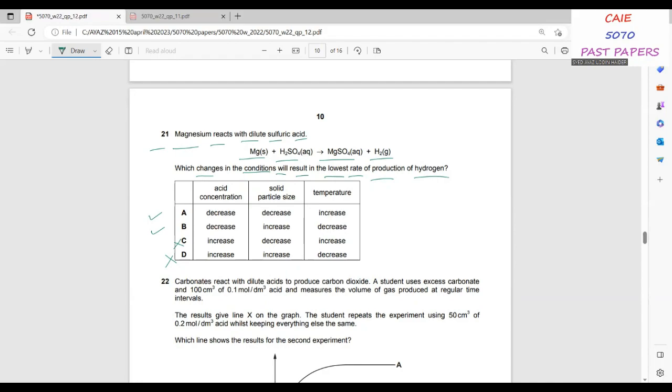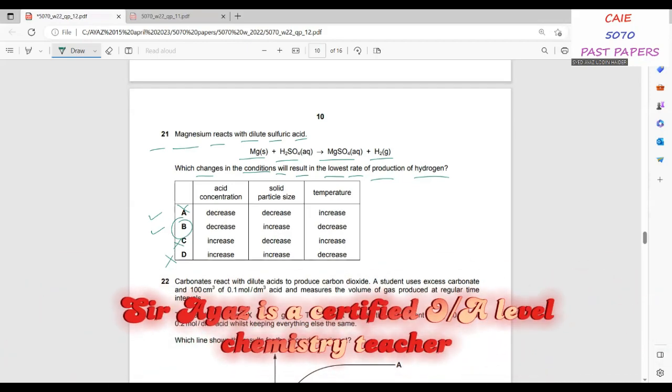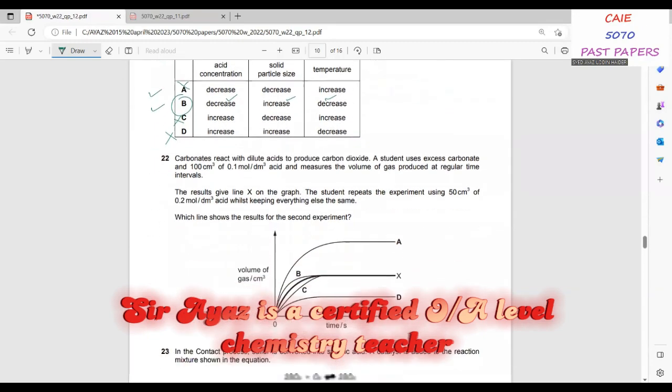This is correct. Solid particle size: if you decrease the solid particle size, it will increase the rate of reaction, and temperature increase is also wrong. So B will be the right answer. Looking at all the columns in B: acid concentration decreases, solid particle size increases. If you increase the solid particle size, it will also decrease the rate of production of hydrogen. Temperature decreases. So these all are correct. So B will be the final and right answer for this question.